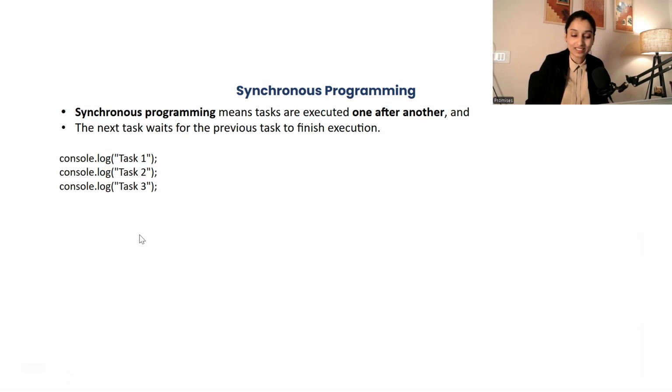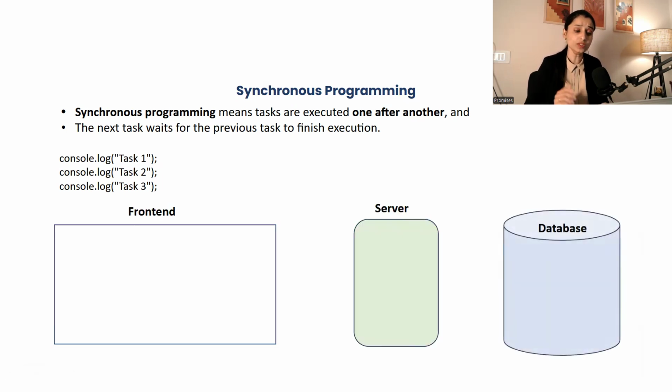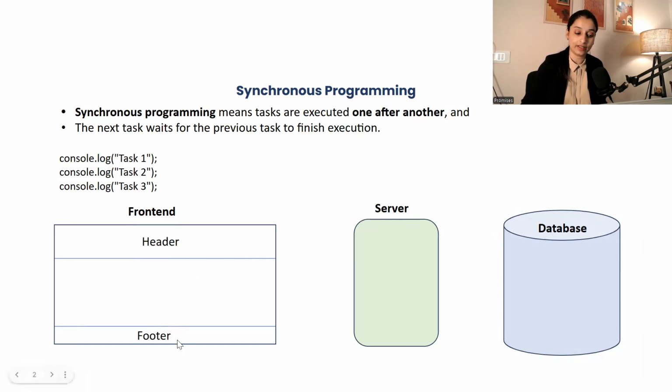So now, always this synchronous programming is not good. Why? Let's understand through one simple example. These are the three layers of most of our applications: front end layer, database layer and server.